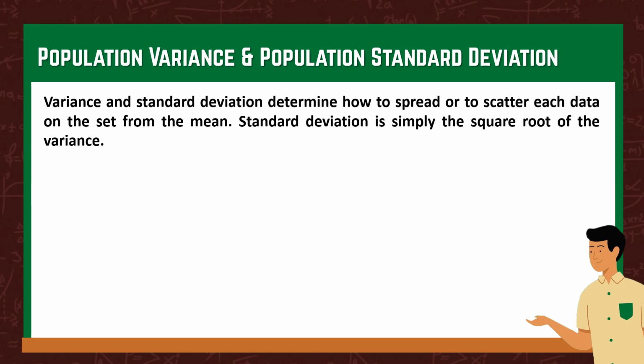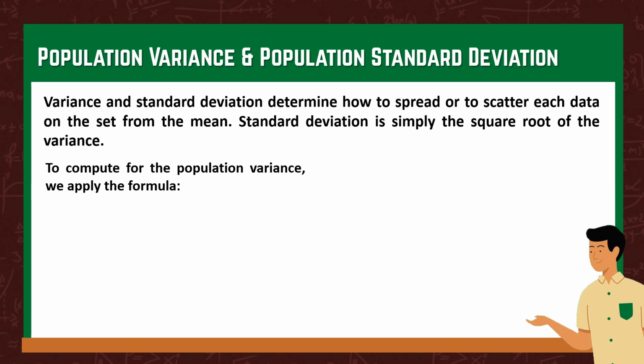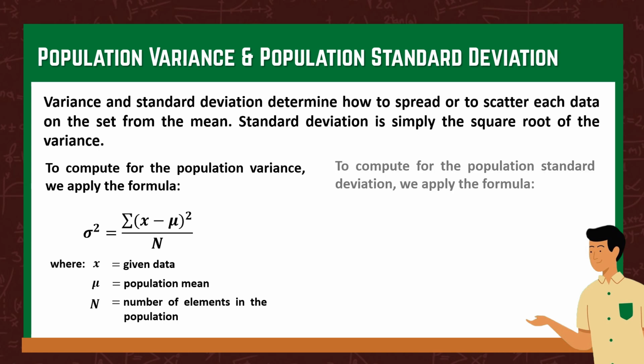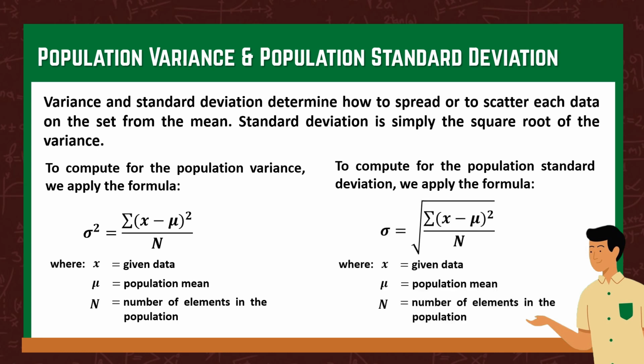On the other hand, variance and standard deviation determine how spread or scattered each data on the set is from the mean. Standard deviation is simply the square root of the variance. To compute for the population variance, we apply the formula σ² equals the summation of (x minus μ)² divided by N, where x is the given data, μ is the population mean, and N is the number of elements in the population.